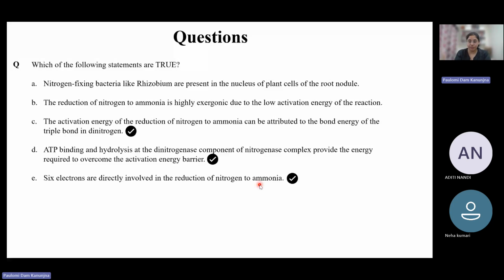Okay, we looked into 8 electrons. The 2 additional electrons are for the electron transfer system of the peroxide and the nitrogenase complex. But directly, the 6 electrons are being utilized to convert nitrogen to ammonia. Right, and it says direct involvement. Okay, all right. Next.